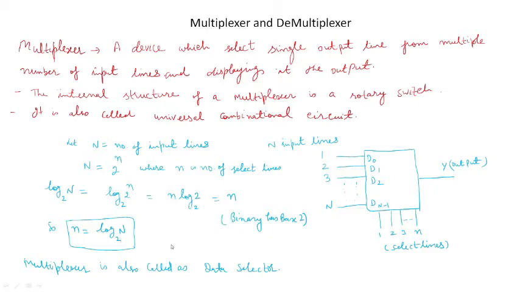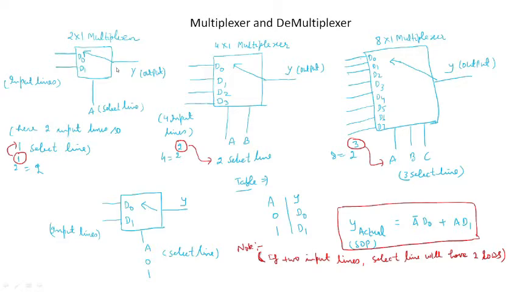The multiplexer is also called the data selector. Now in this diagram you can see that it is a 2 by 1 multiplexer. 2 by 1 means there are two input lines and there is one output. These are the input lines, represented as D0 and D1. If there are two input lines, then there will be one select line, because 2 can be written as 2 to the power 1. So there will be one select line, represented by capital A.